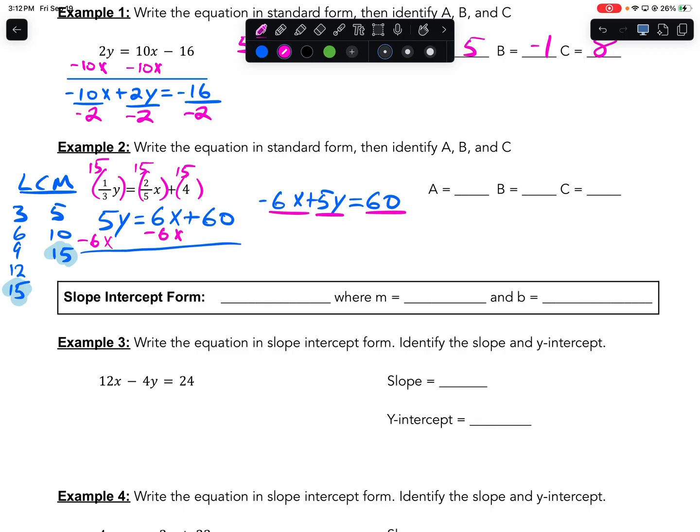A can't be negative. How do I get rid of that negative? By negative 1, right? Because that just switches the sign. You can either multiply or divide by negative 1. It doesn't matter. It's just generally easier to show the step dividing by negative 1. So we get 6x minus 5y equals negative 60.